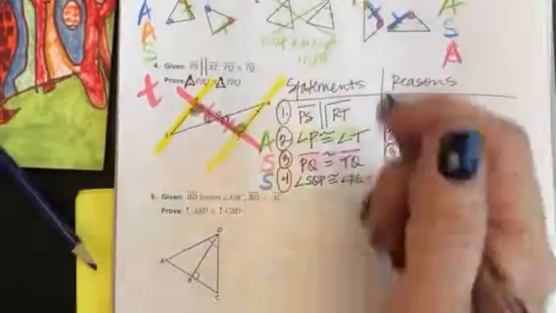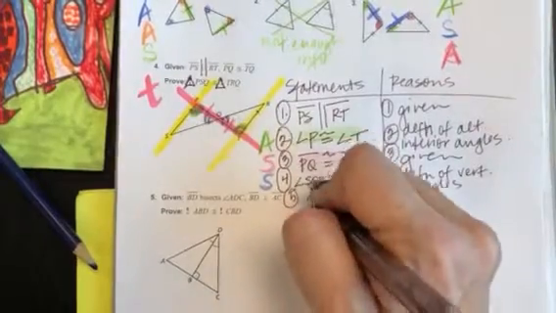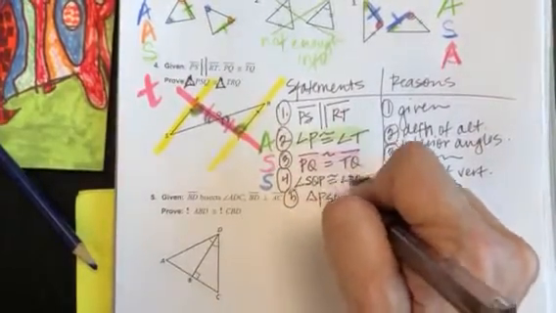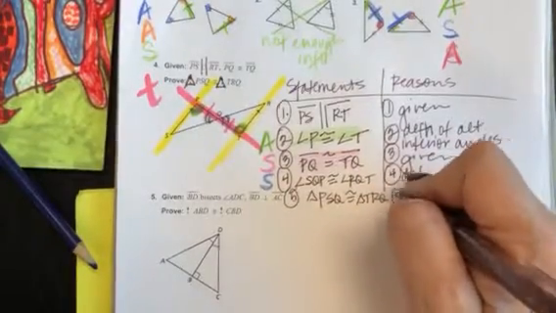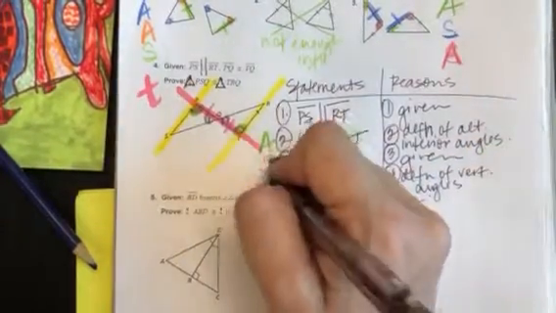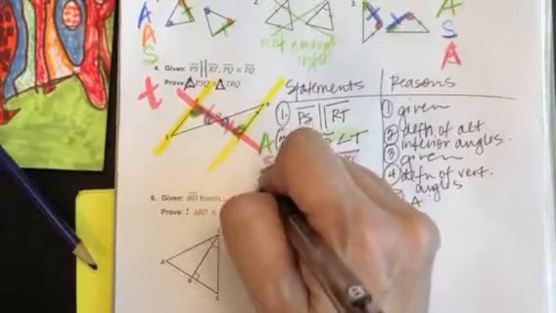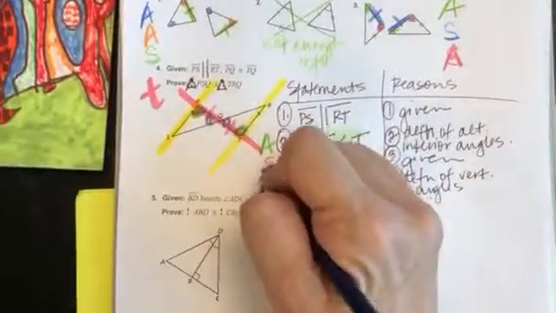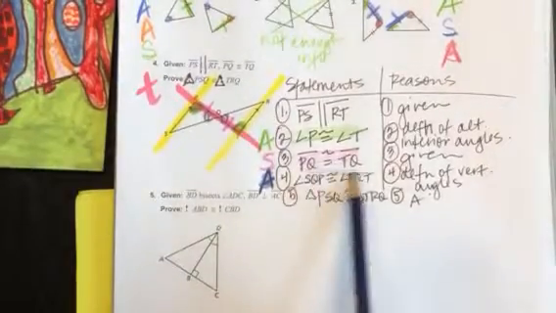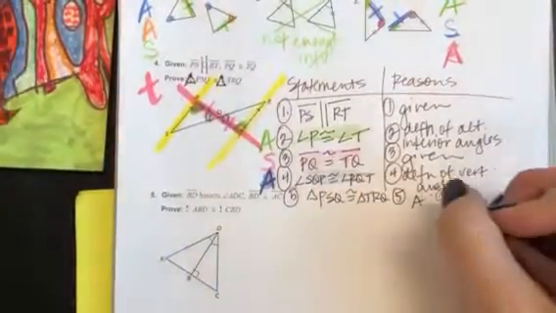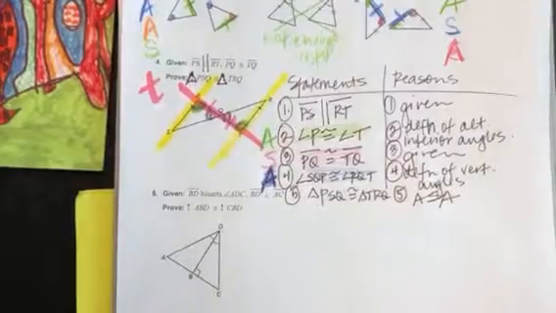And then I can finish my proof. What was I trying to prove? Triangle PSQ is congruent to triangle TRQ. And that is by, I just wrote it again, ASA. Sorry about that. That is by ASA, angle, side, angle.